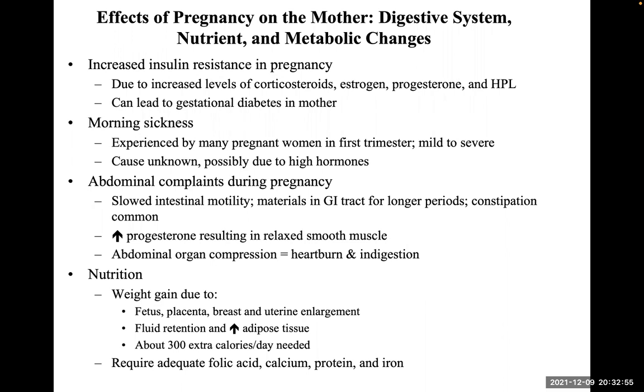And so it can, again, produce some kind of undesirable side effects in women during pregnancy. And then when it comes to nutrition, most of the weight gain that takes place during pregnancy is due, of course, to the increase in blood volume and the growth of all of these tissues associated with the pregnancy, not the least of which includes the fetus itself.